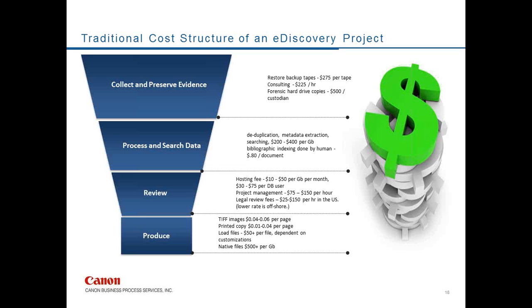Then you're doing the document processing that we talked about earlier, and that runs from about $200 to $400 a gigabyte sometimes. And in that process, you're also doing the deduplication and removal of system files that Gordon mentioned earlier. And then you get to the review phase, where you're doing the hosting that Gordon was just talking about. That's ranging from $10 to $50 a gig per month. So it's important to only host what you really need for that case. And as Gordon was mentioning, host only the extracted text and don't host the native files.